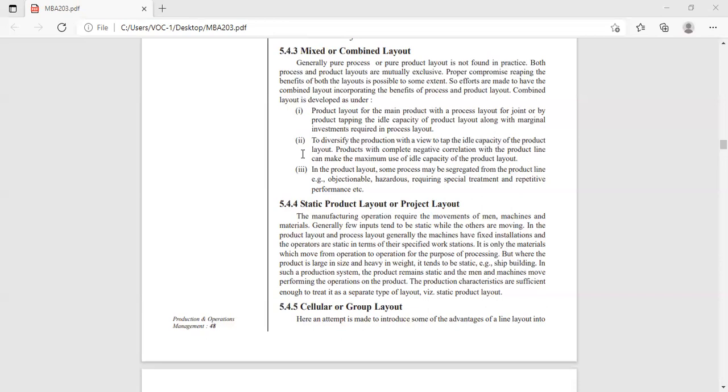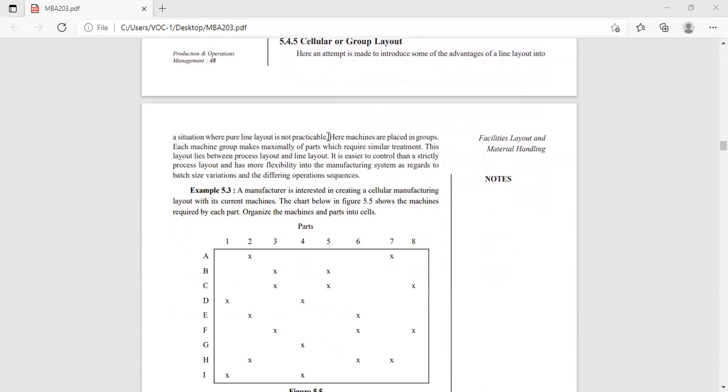Cellular or group layout. Here an attempt is made to introduce some of the advantages of line layout into a situation where pure line layout is not practical.